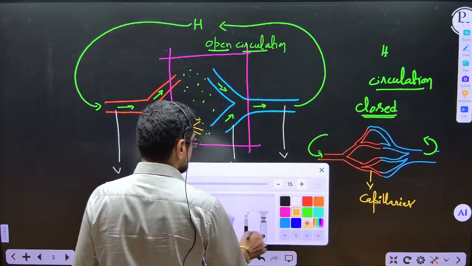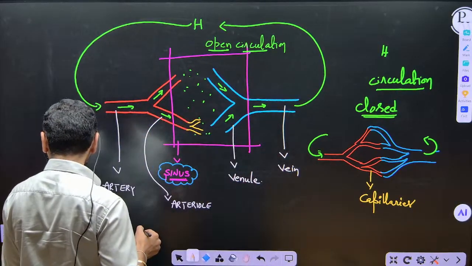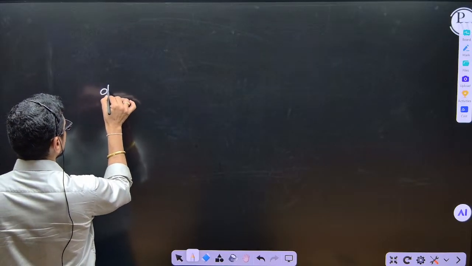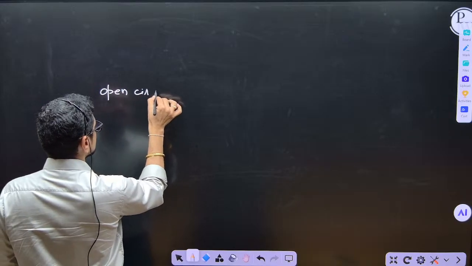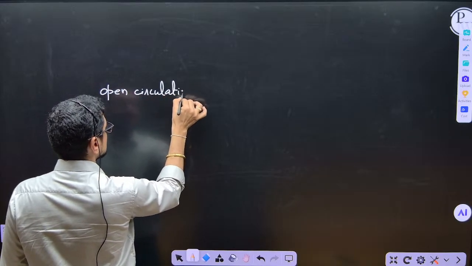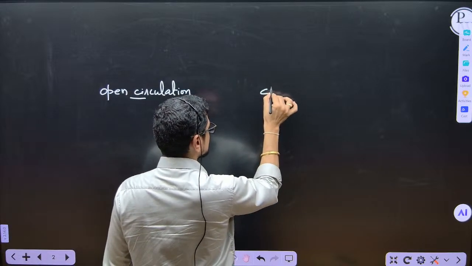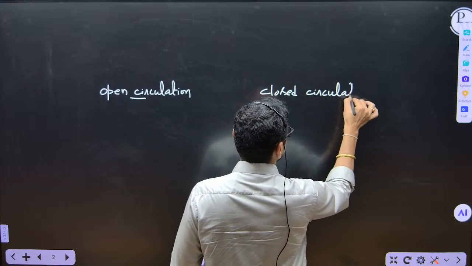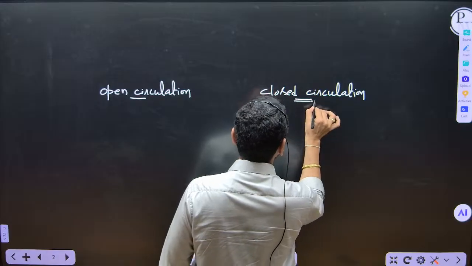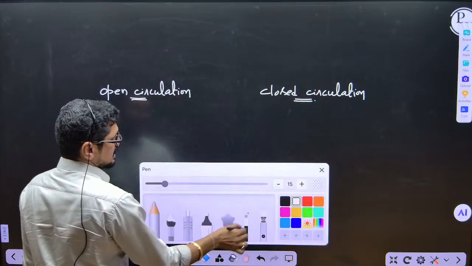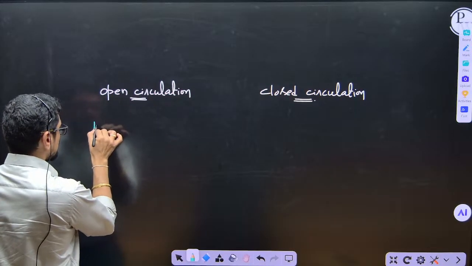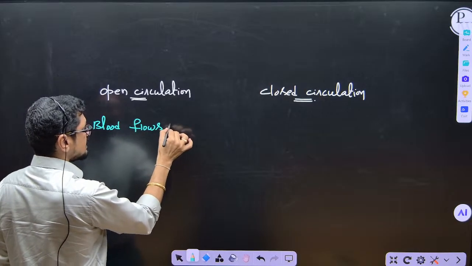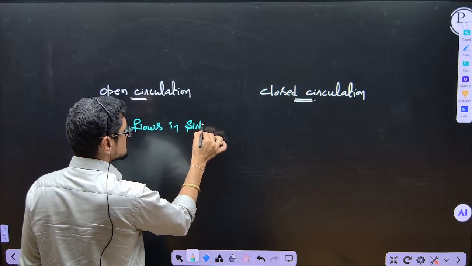Let me write the same thing here. I will take another slide and represent all the differences. First of all, let me put the headings: open circulation and closed circulation. What is the basic difference between open circulation and closed circulation? In open circulation, blood flows in the sinus. Sinus is an empty space.